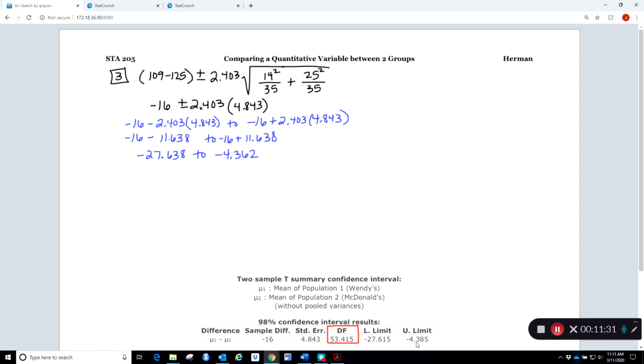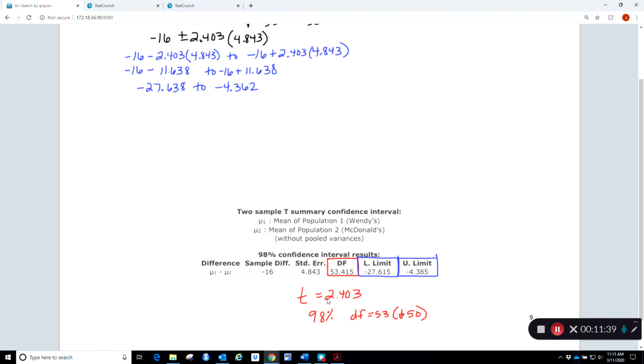Now, why do these numbers not turn out exact? Well, one of the biggest reasons why they're not exact is because what happened here with me with that t. I couldn't find exactly 53 degrees of freedom. I had to use something a little bit different. Versus when StatCrunch does it, it has an unlimited table, so it's not restricted like we are. So the values are close, but not exactly the same.